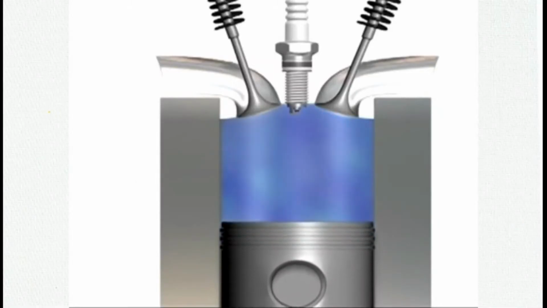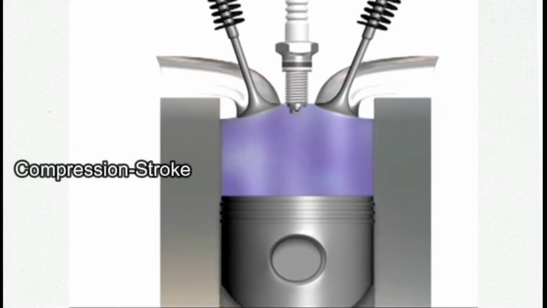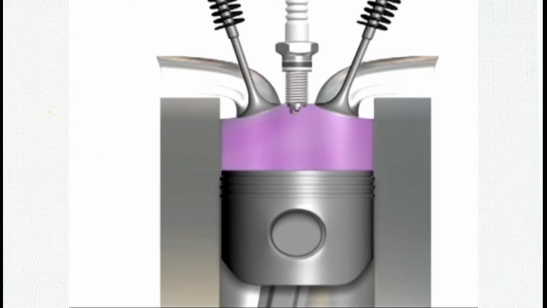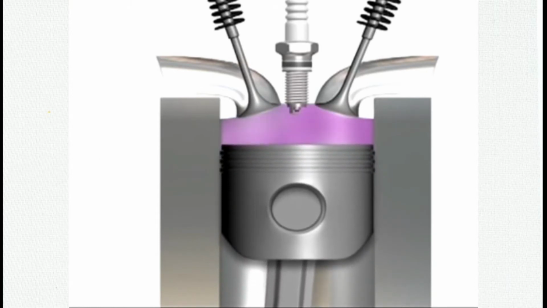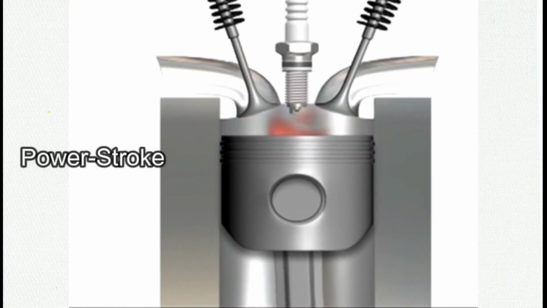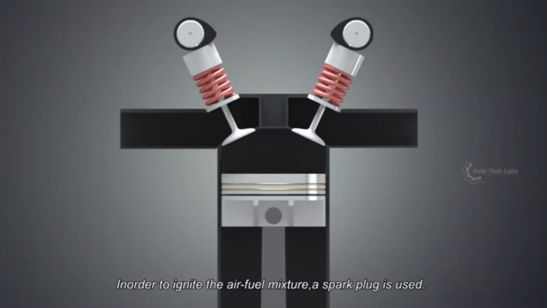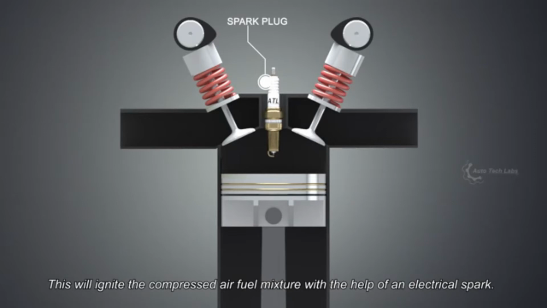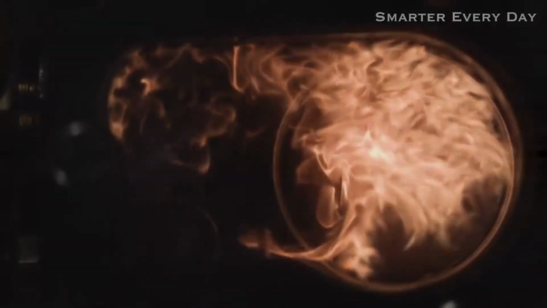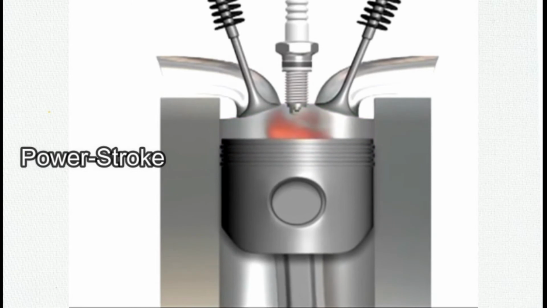The second one is the compression stroke. The piston goes up, compressing the fuel-air mixture. The third one is the power stroke. A spark plug ignites the fuel-air mixture. Okay, parenthesis here. The spark plug is a device located on the top of the cylinder of an internal combustion engine that provides sparks to ignite the fuel mixture. Okay, you can continue. A spark plug ignites the fuel-air mixture.